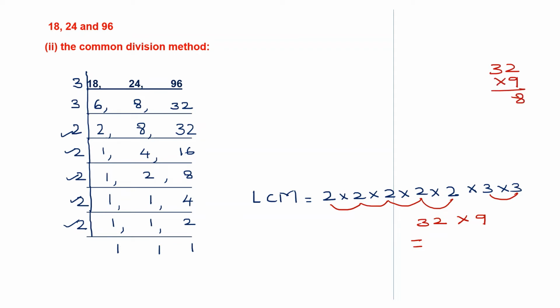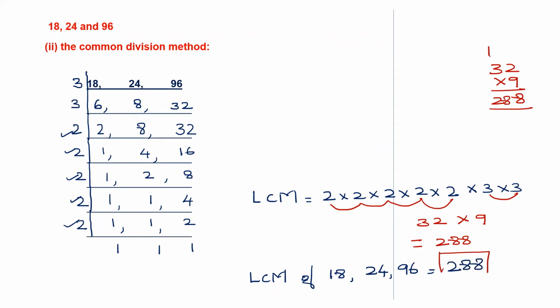9 2's are 18, carry 1. 9 3's are 27 plus 1, 28. So 288. It's the same answer as the previous method. So LCM of 18, 24 and 96 is 288. So whichever method you use, your answer will still be the same. Let's go on to the next question.